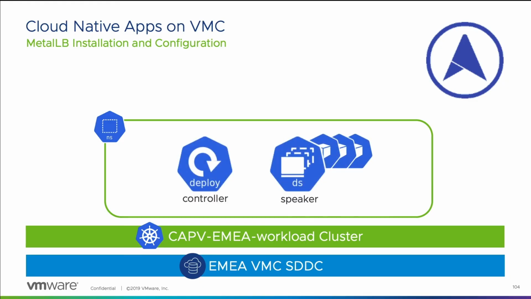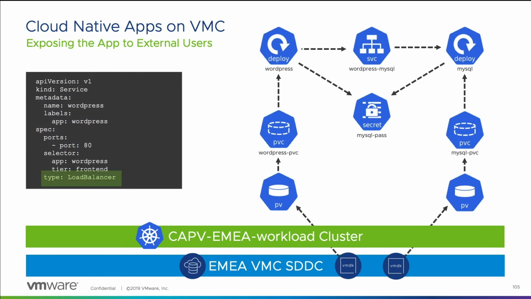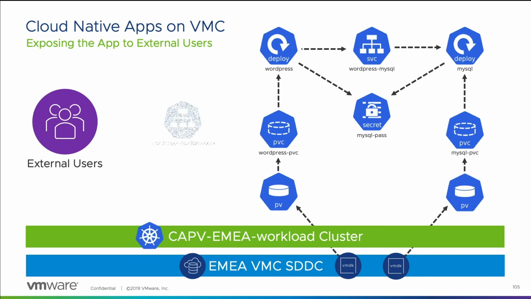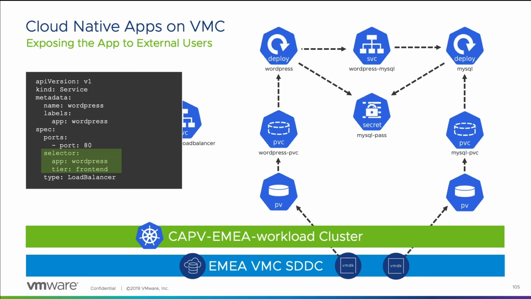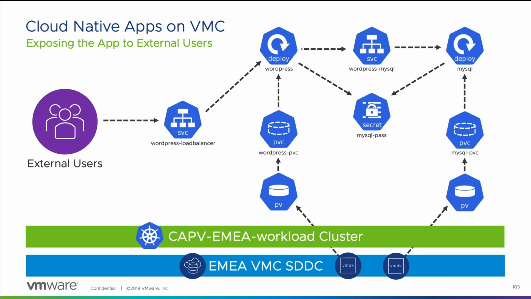Now we deploy the config map, MetalLB is active, and we can hop back into the environment and create our service type of load balancer to sit in front of our WordPress front end so external users can access our WordPress application from outside. Again, we use a selector to set our WordPress load balancer service in front of our front end pod. That connects our service to our WordPress front end pod.